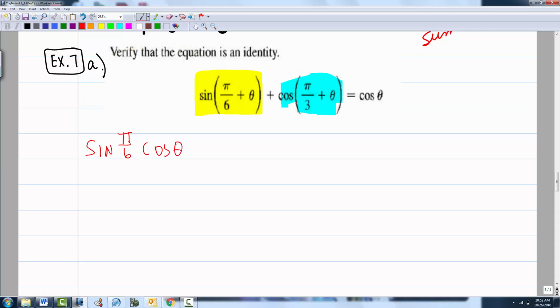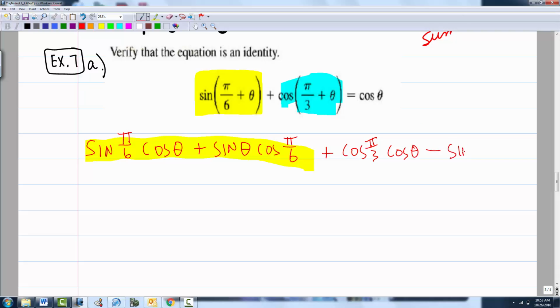Theta. Then what? Plus. I do sine theta, because I did sine pi over 6, so now it's sine theta, and it's cosine what? Pi over 6. This is the yellow rewritten. Now what I have to do is go on to the blue. What's the blue? Then what? Minus because of the identity. And then what? Sine, sine, right? Just sine, sine is all you had to say.